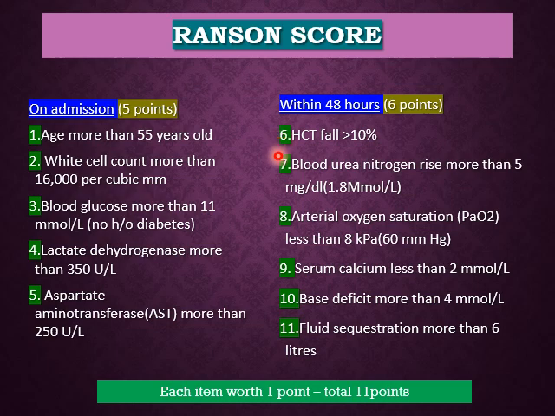Fall of hematocrit more than 10%, blood urea nitrogen increase of more than 5 milligrams per deciliter, PaO2 less than 60 millimeters of mercury, serum calcium less than 2 millimoles per liter, base deficit more than 4 millimoles per liter, and fluid sequestration estimated at more than 6 liters. Each of these items carries a point. Therefore, on admission it's 5 points, and within 48 hours it's 6 points. Together, 11 points.